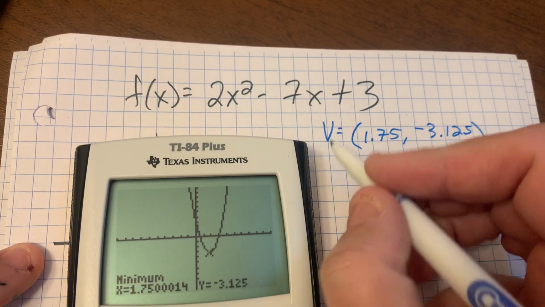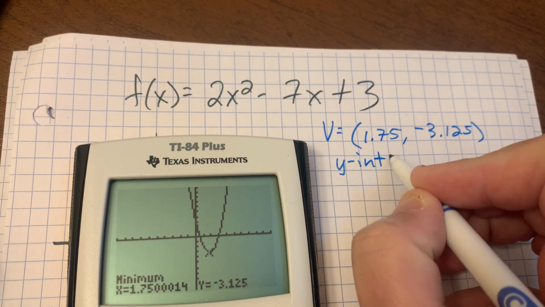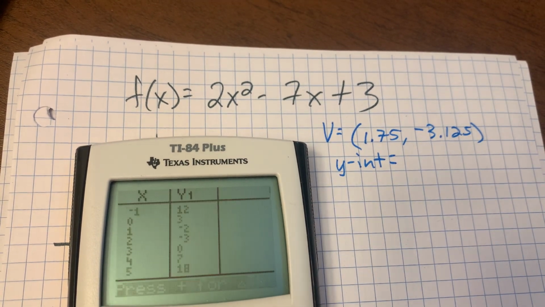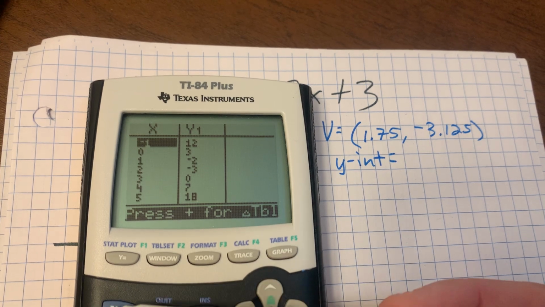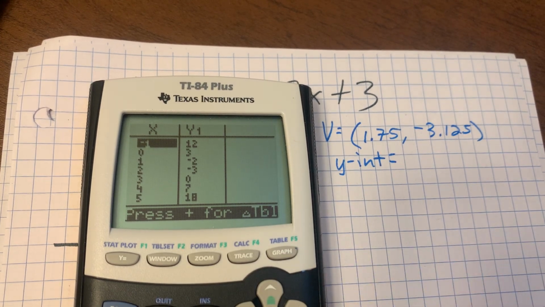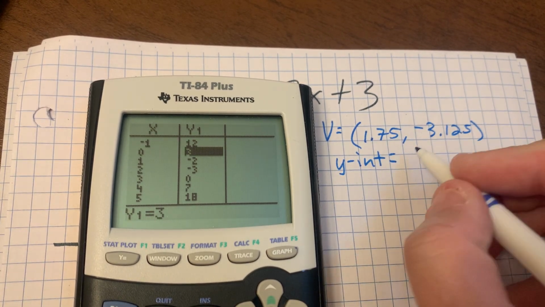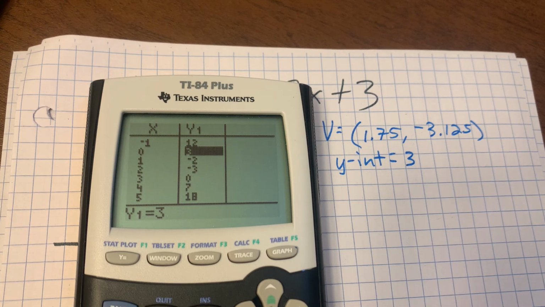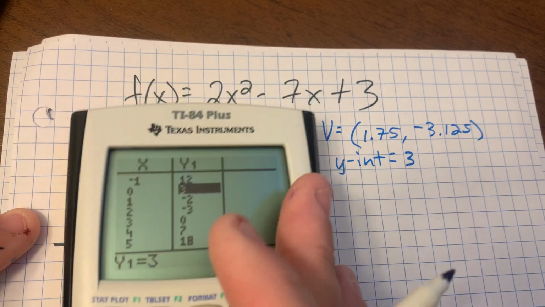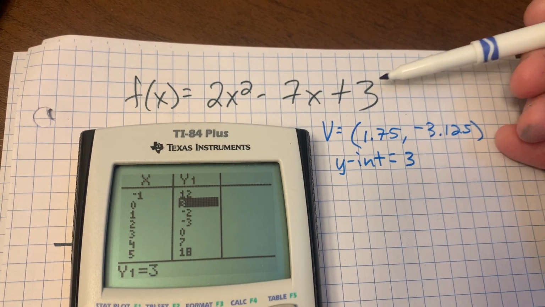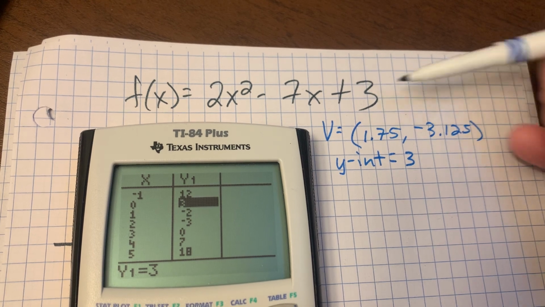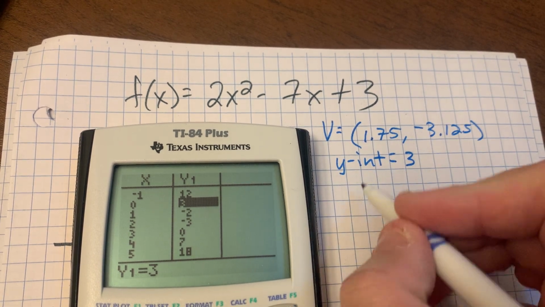Next, I'm going to find the y-intercept. To do that, I'm just going to go into the table, second graph. So second graph brings me here. Remember that the x value of every y-intercept in the world is 0. So when x is 0, y is 3. So the y-intercept is 3. Some of you are probably clever enough and remember that the c value of the quadratic in standard form is also that y-intercept.